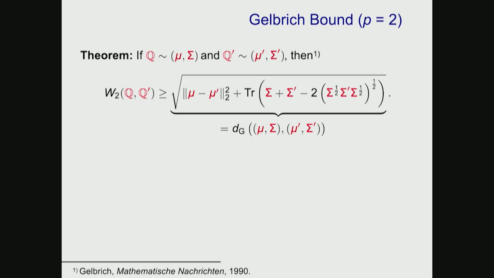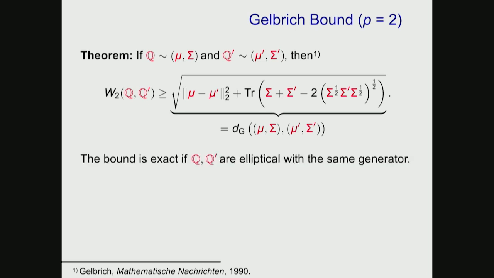This lower bound was first discovered by Gelbrich in 1990, and I'm going to denote it by dg from now on. So this Gelbrich bound actually can be interpreted as a distance measure on the space of mean covariance pairs. So this is a distance measure or a metric on that space. Very interesting observation is that this Gelbrich lower bound is actually exact if Q and Q prime are two elliptical distributions with the same generator. So for example, if they're both normal distributions.